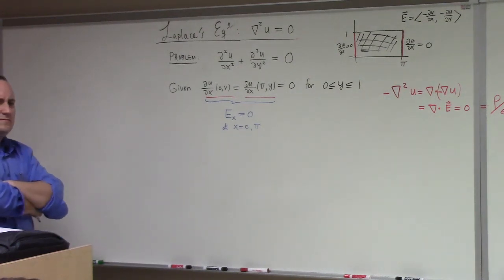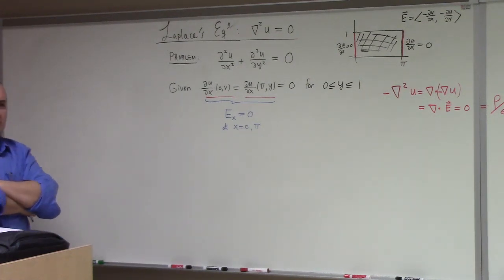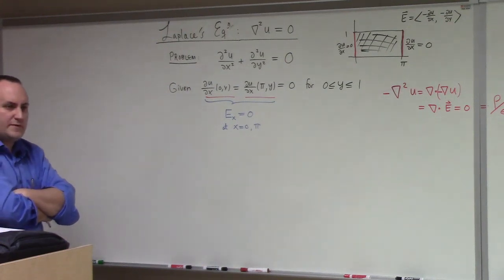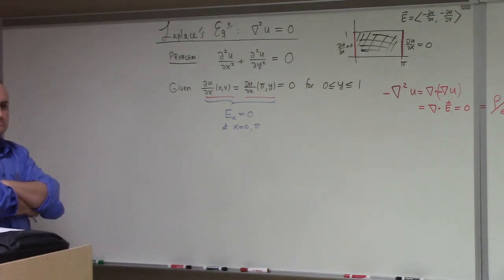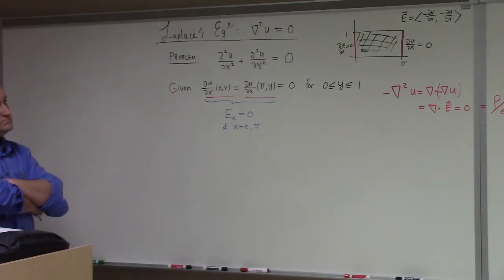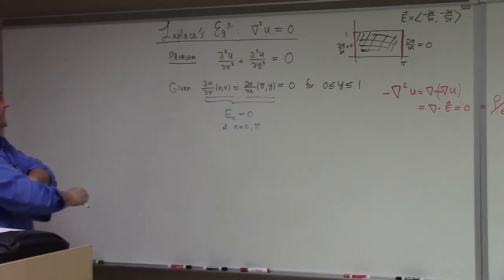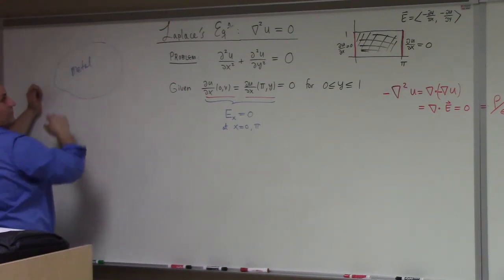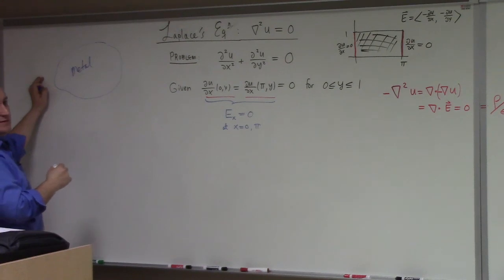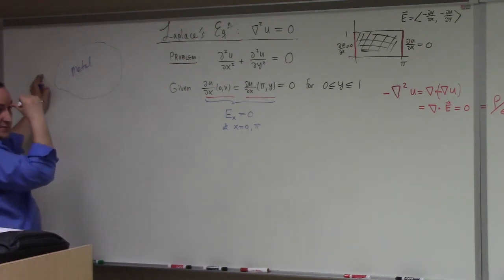How would that happen? How would you have an electric field which is perpendicular to a surface? When would that happen? It's going in a constant direction inside the area. How about this? What if I have metal, right? Then what did we say about the electric field as it gets to the surface of metal?